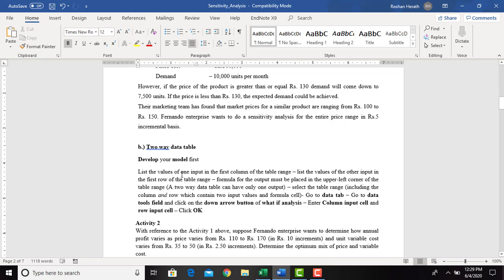It says that you have to list the value of one input in the first column of the table range.